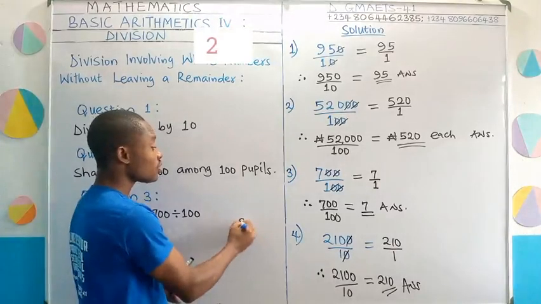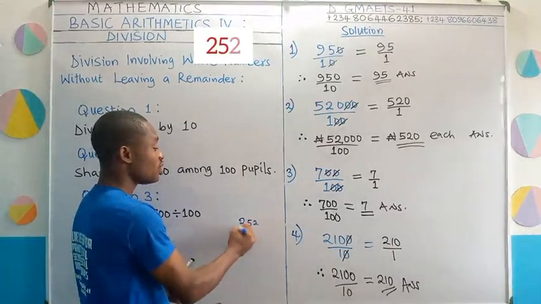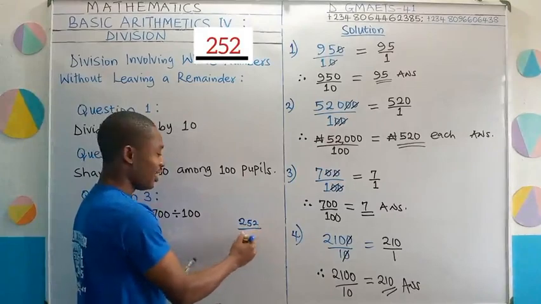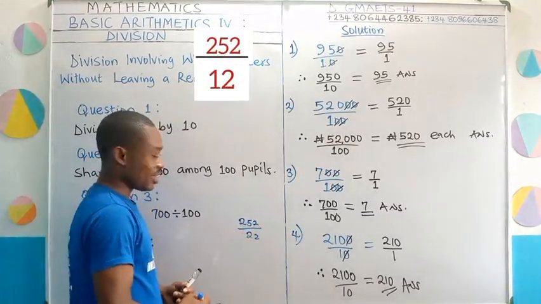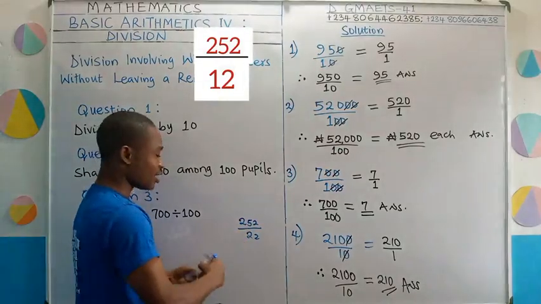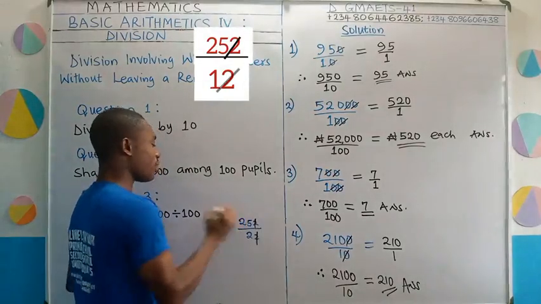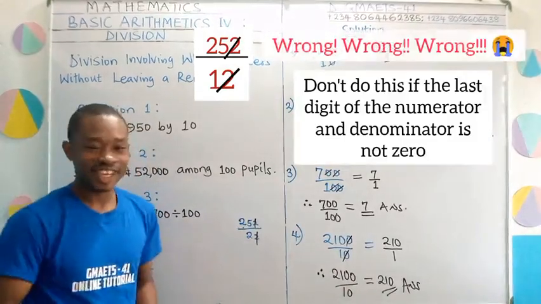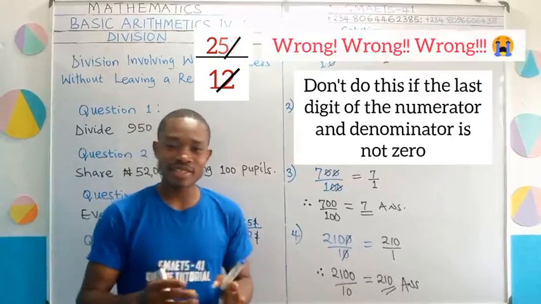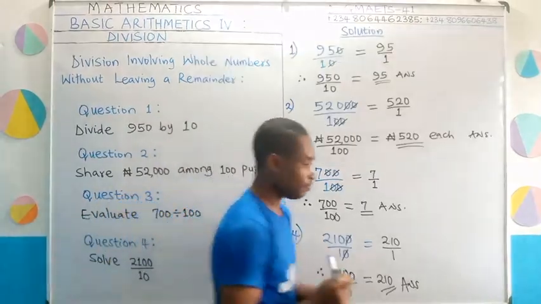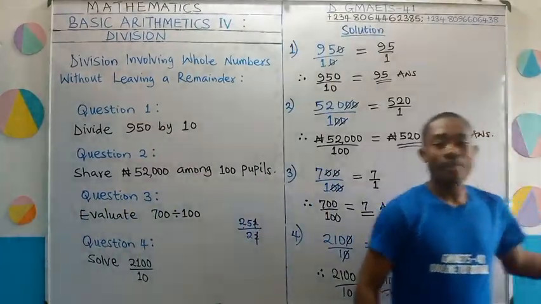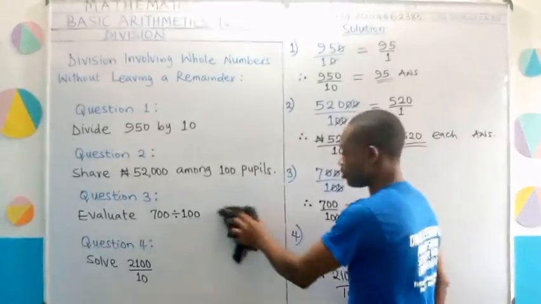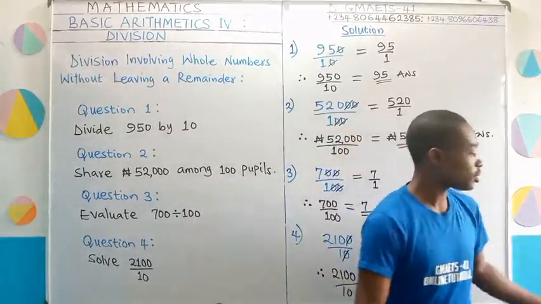If I give you 252 divided by, let's say, 22, you might say, I'll just cancel this one because they end with 2. Don't do that for something like this. You only cancel out if the last digit is what? 0. That happens if the last digit of the numerator and denominator is 0. That is when you cancel out.